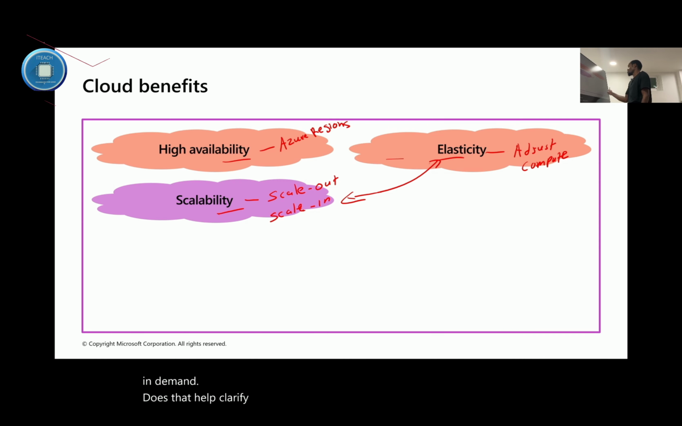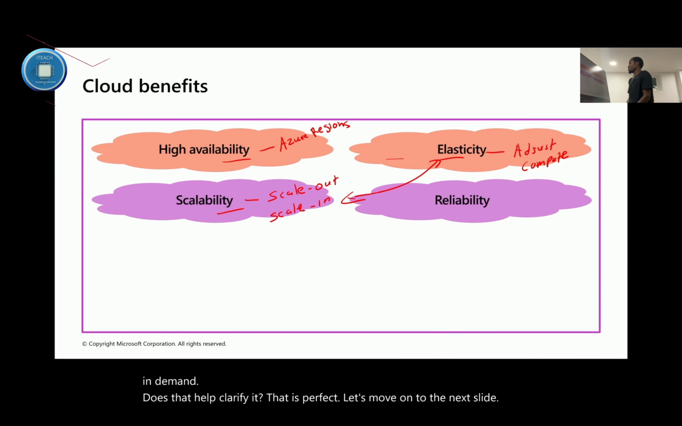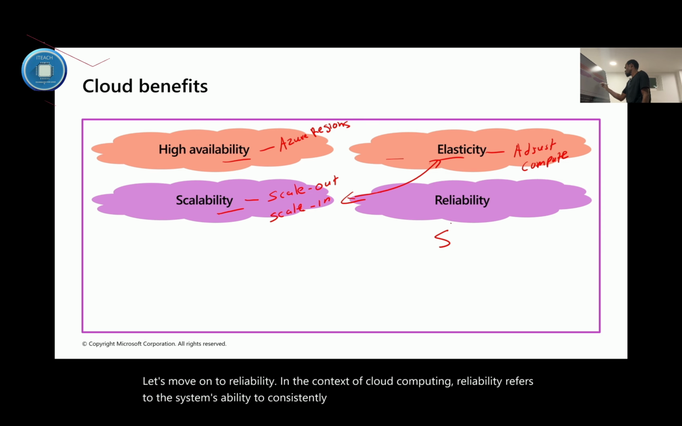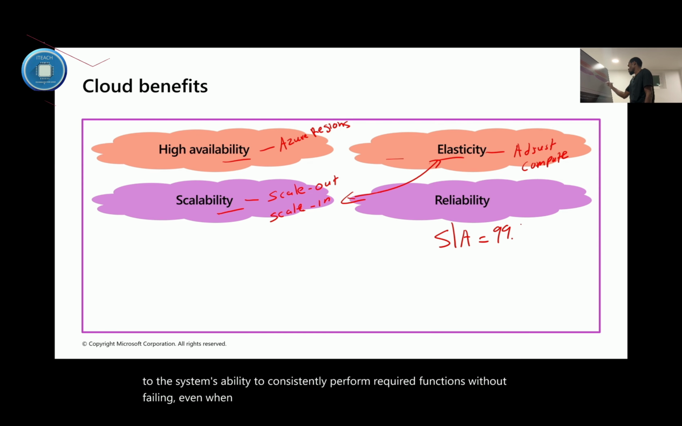That is perfect. Let's move on to the next slide. How about reliability? Let's move on to reliability. In the context of cloud computing, reliability refers to the system's ability to consistently perform its required functions without failure, even when faced with unexpected circumstances or high demand. How does that initial definition sound to you?